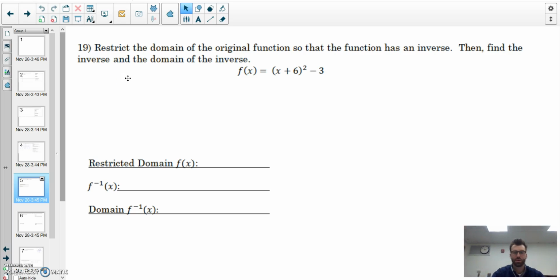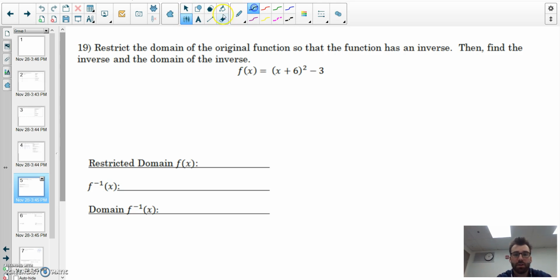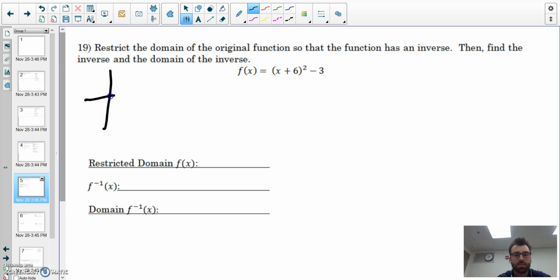Here we go. We're going to start off with number 19. All right, number 19. So, in number 19 it says restrict the domain for the following function so that it has an inverse, and then find the inverse. First of all, remember, in order for a function to have an inverse, it must be 1-to-1, meaning it must pass the horizontal line test.